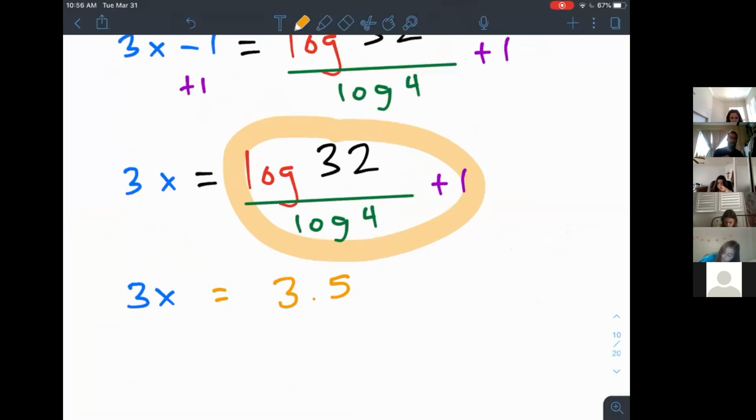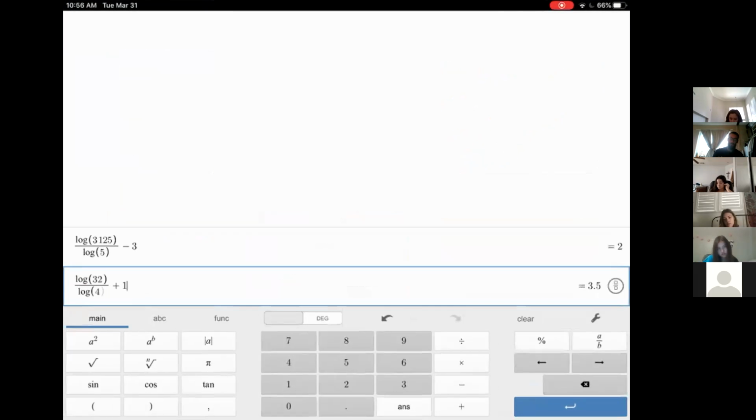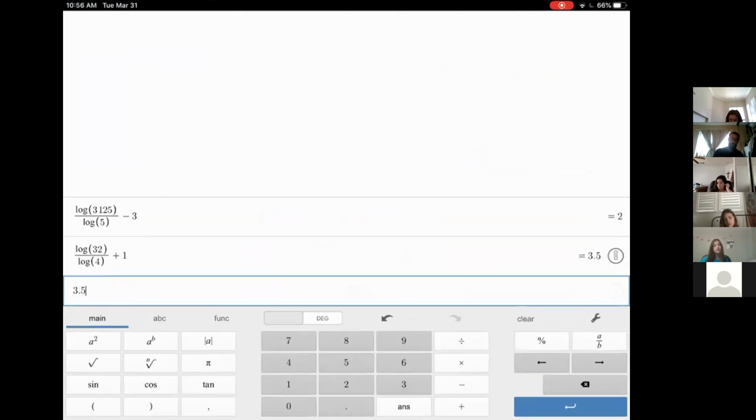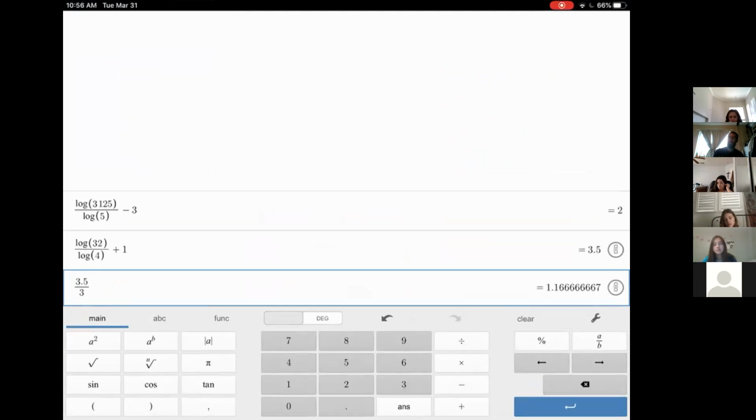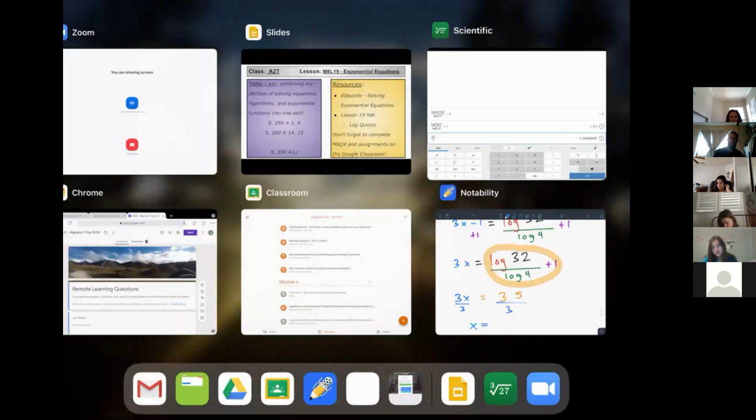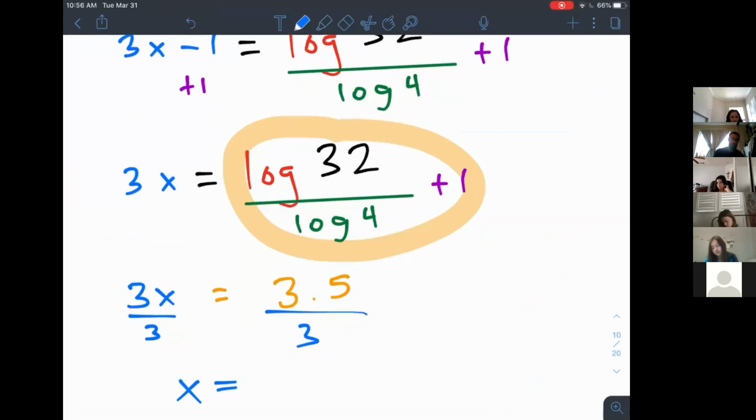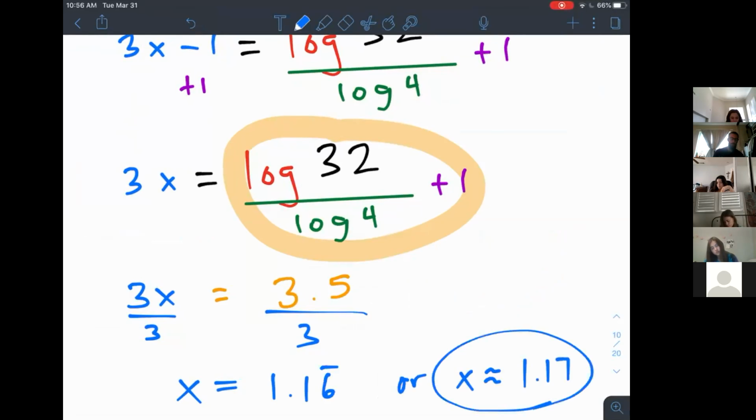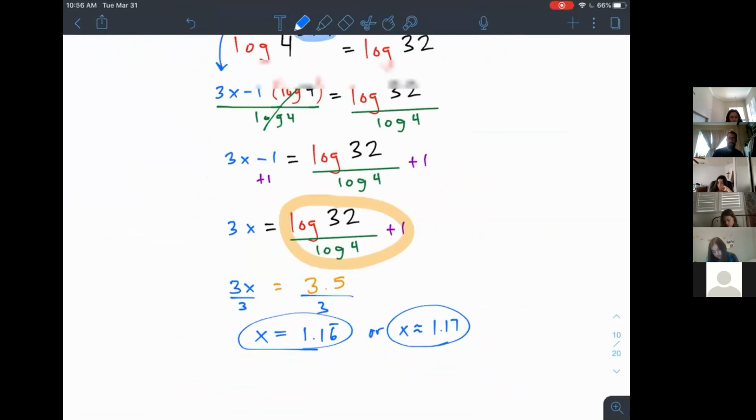Now all we got to do is isolate x by dividing both sides by 3. And then we'll get x is equal to 3.5 divided by 3. I'll move back to that in 1 second. 3.5 divided by 3 is about 1.16 repeating. So we used a calculator here. We got 1.16 repeating, or x is approximately 1.17. Either of those will do. All right, let me zoom out real quick so we can see the process.